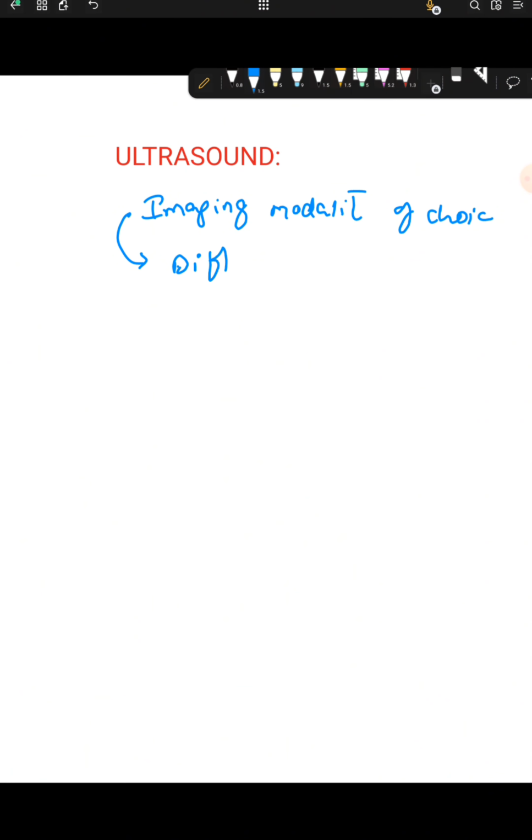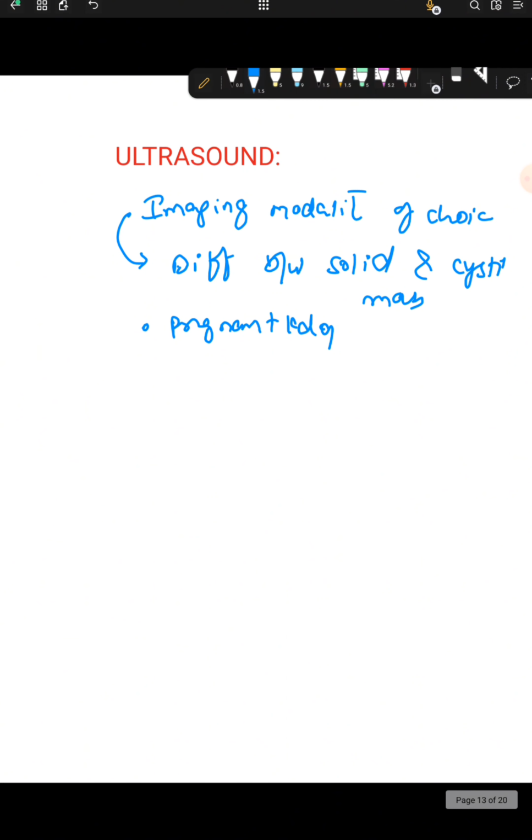So talk about the ultrasound. Ultrasound is the imaging modality of choice. What is this? It is used to differentiate between solid and cystic mass. And it is more common that we do it in a pregnant lady with a lump, right? And in the young female with a dense breast.